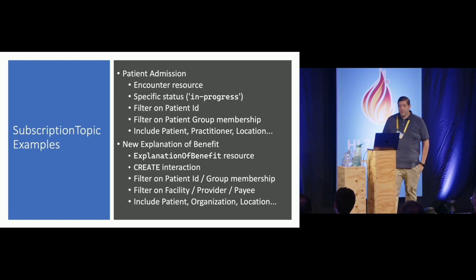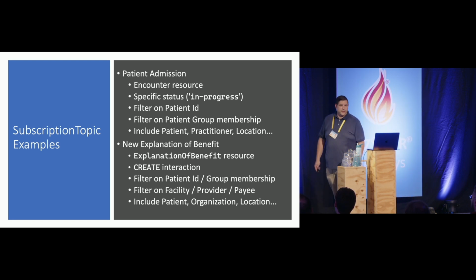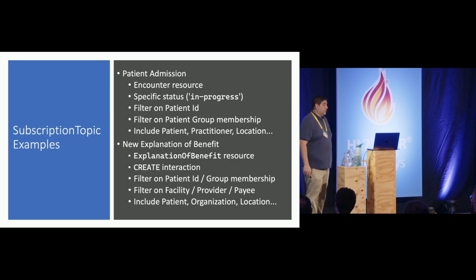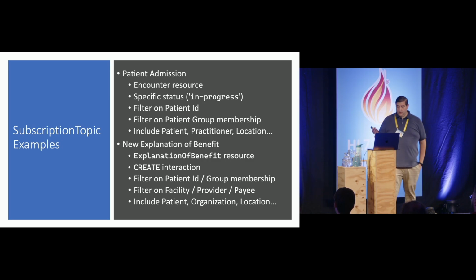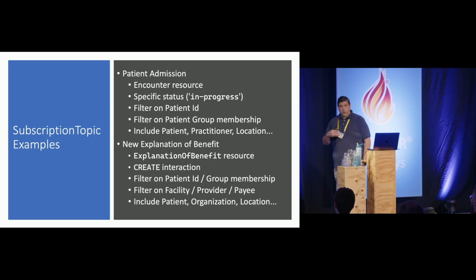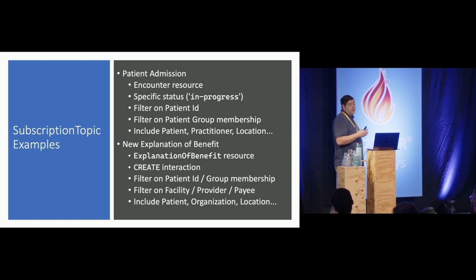So some examples. We've talked about patient admission already. You might say this, hopefully you root it on the encounter resource. You want to look for a specific status, so an encounter that is in progress. Filter on the patient ID, filter on maybe the patient group, if you're using that kind of mechanism, things you want to include with it. Same thing, an explanation of benefit or an EOB. You want to do that on a create interaction because we don't have to worry about the status, we just want to know about new ones in this case. Might be filtering on the patient information, but we also might want to filter on facility or provider or payee or whatever else.